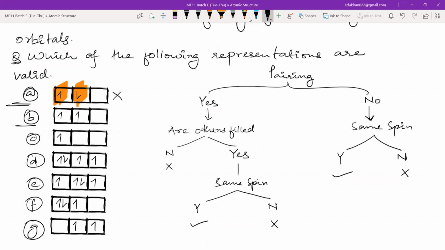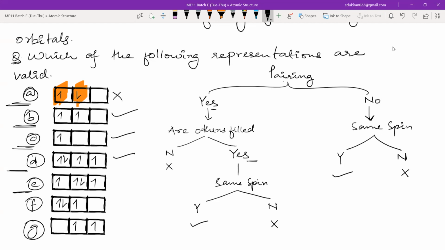What about B? They are filled in the same spin. What about C? There is only one electron, so obviously it is correct. The same spin, right? Now what about D? First we check: is the pairing done? Yes, pairing is done. Are the others filled? Yes. Are the others in the same spin? Yes, they are in the same spin. That is why this is correct.